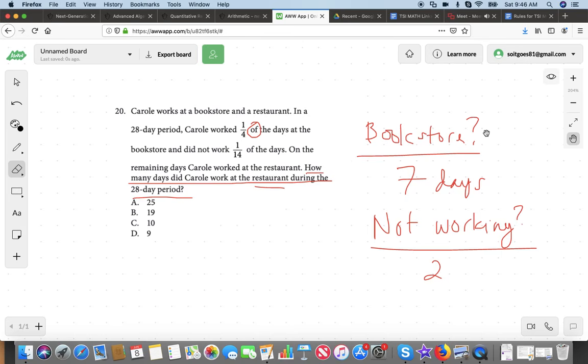Well, if she worked 1/4 of the days at the bookstore, could we say that she worked 3/4 at the restaurant? Well, you were close, almost 3/4, right? Because she didn't work 2 of those days, 2 of the 28. So you're right. The answer is going to be close to 3/4 of 28. And maybe that's a better way of looking at it. Which answer choice is close to 3/4 of 28? Just look at the answer choices.